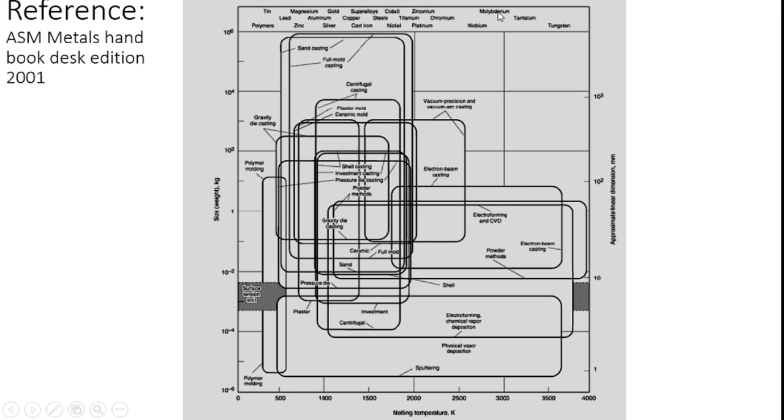If the temperature is beyond 2000, for example chromium and molybdenum, these all have higher melting points, so we can't utilize processes like sand casting and full mold casting. So what are the processes we can utilize for chromium and molybdenum? Electroforming and chemical vapor deposition, electron beam casting, and powder methods. Likewise, we can utilize different processes for chromium, molybdenum, niobium, tantalum, and tungsten. We can utilize powder metallurgy, electroforming and chemical vapor deposition, electron beam casting, physical vapor deposition, and sputtering. These are the processes we can utilize for materials with a melting temperature of more than 2000 degrees Celsius.